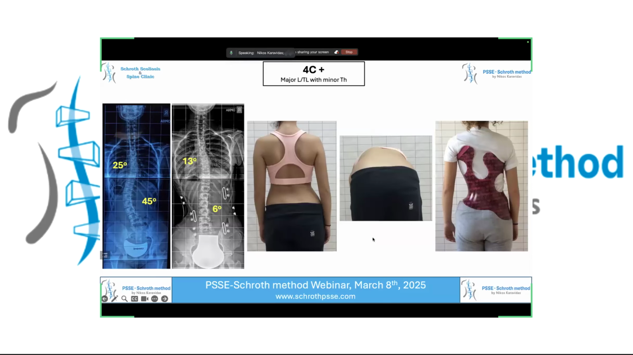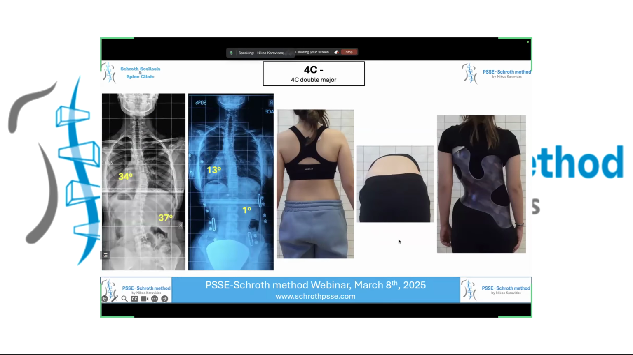This is a 4C plus patient with a major lumbar or thoracolumbar curve and a minor structural thoracic. You see 45 degrees of thoracolumbar, 25 degrees of thoracic, and in the brace, we got a perfect correction for the major curve, the thoracolumbar, from 45 to 6 degrees, and almost 50% of correction for the thoracic.